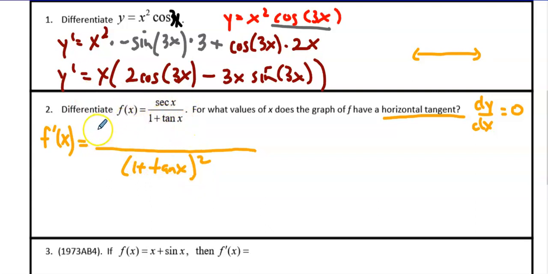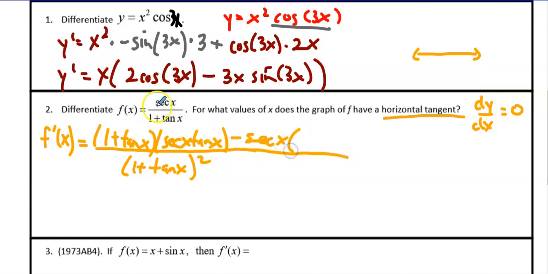And so we're going to do our numerator, and then we're going to multiply it by the derivative of our denominator. Well, the derivative of our numerator is going to be secant tangent minus our numerator times the derivative of our denominator. So the derivative of 1 is going to be 0. The derivative of tangent is going to be secant squared. And then all over 1 plus tangent x quantity squared.